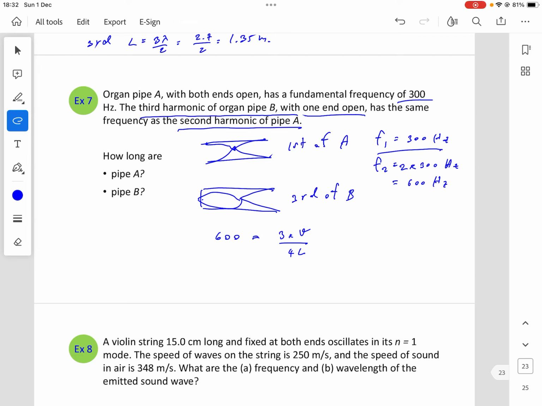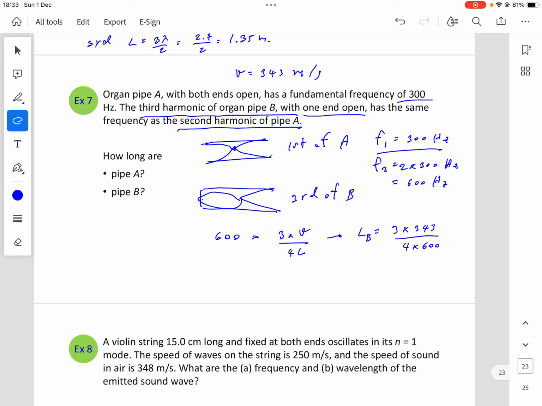I think one thing missing here is the wave speed, right? We're going to use 343 meter per second because we cannot find it otherwise. In this case, L is going to be 4 multiplied by 600. Sorry, this is wrong. L is going to be 3 multiplied by 343 divided by 4 times 600. This will be the answer. This is LB, the length of pipe B.